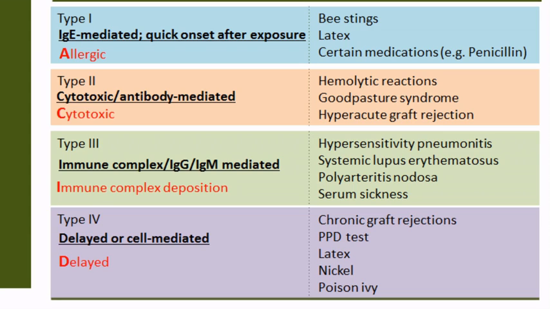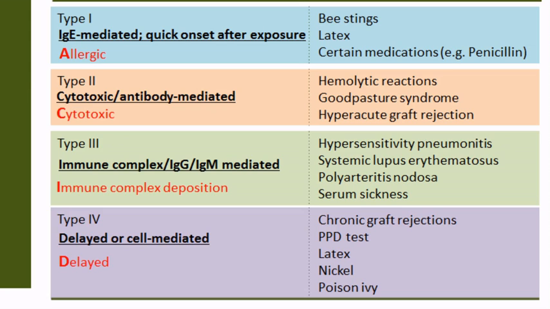Type 3 hypersensitivity, which is mediated by IgG and IgM, is called immune complex deposition, and it is found to be associated with certain diseases like serum sickness, systemic lupus erythematosus, hypersensitivity pneumonitis, and polyarteritis nodosa.